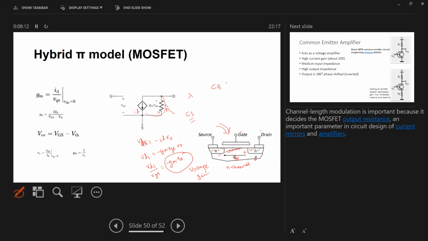The exercise for you would be to get it for common gate and common drain configurations. Just make the drain or gate common and draw the model. That's an exercise for you.